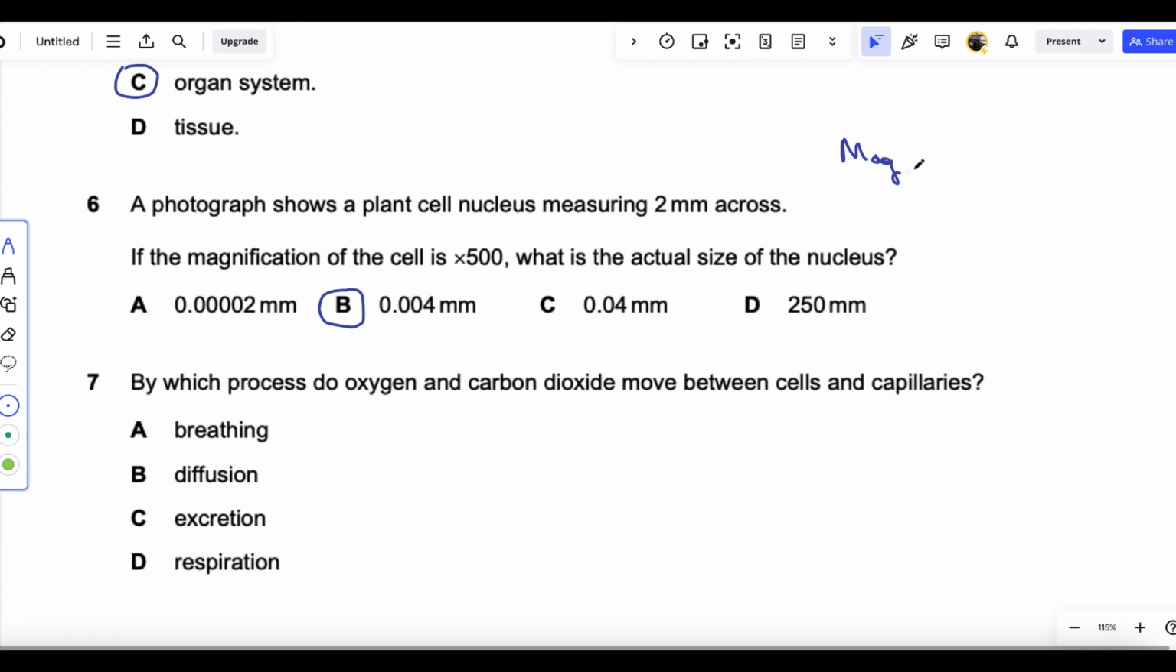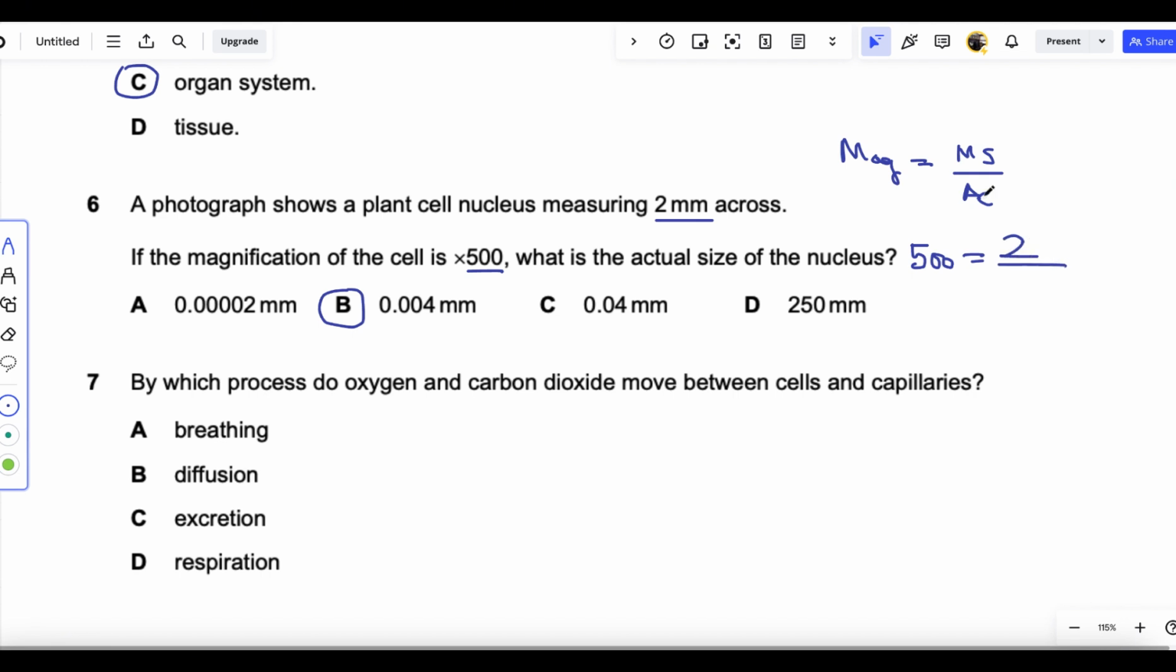Magnification is equal to the measured size over the actual size. Magnification has been given to be 500, so we put 500 here. 500 is equal to the measured size. They told us 2 millimeters, and all the options are in millimeters, so no need to convert millimeter to meter. I'll use 2 straight away.